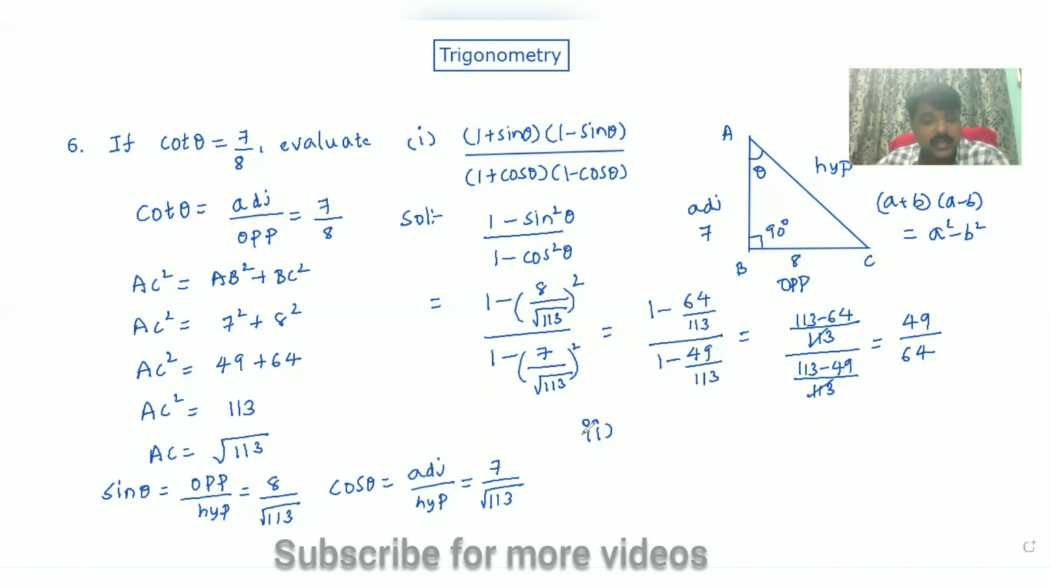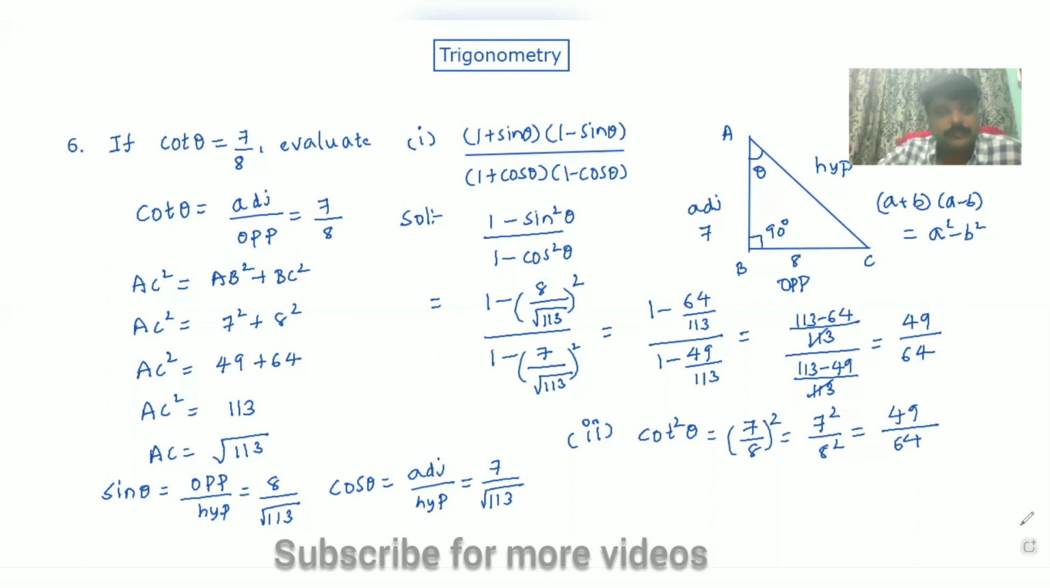And the second thing he asked is to calculate the value of cot square theta. Cot theta is given as 7 by 8 whole square, that is 7 square by 8 square, 49 by 64. Even if we use the identities over here, 1 minus sine square is nothing but cos square, and 1 minus cos square is nothing but sine square. Cos square by sine square becomes cot square theta. That's what we got the values. Okay.